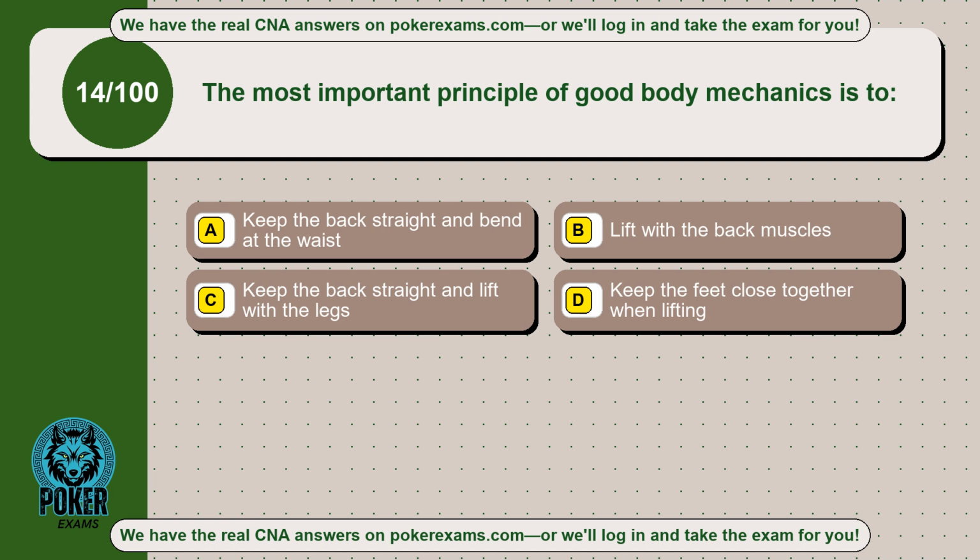Question 14. The most important principle of good body mechanics is to: Option A. Keep the back straight and bend at the waist. Option B. Lift with the back muscles. Option C. Keep the back straight and lift with the legs. Option D. Keep the feet close together when lifting.